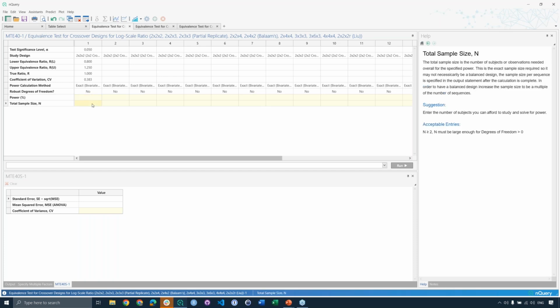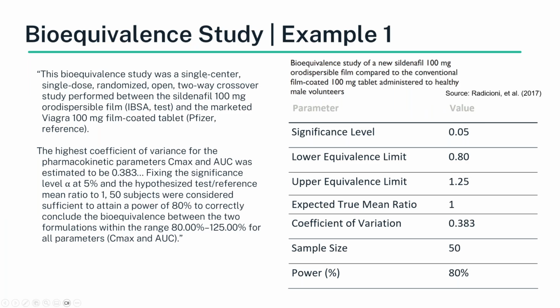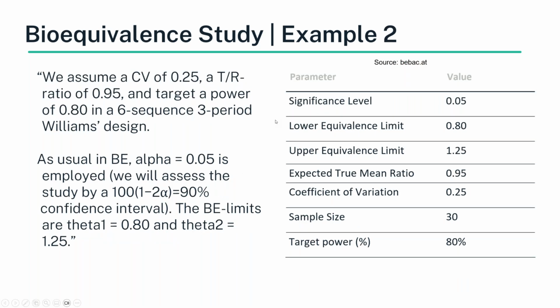And then last thing that we want to do is that we will enter in our target sample size of 50, and you can see here that the target power is met. So with that, then we can go back to the slides here, and we can go to our second example.